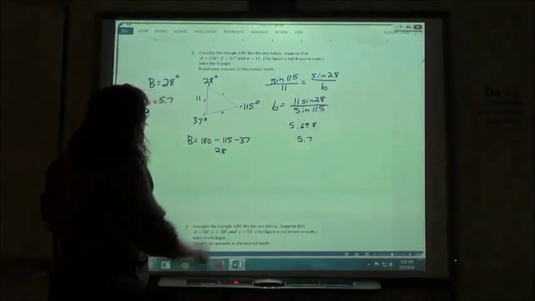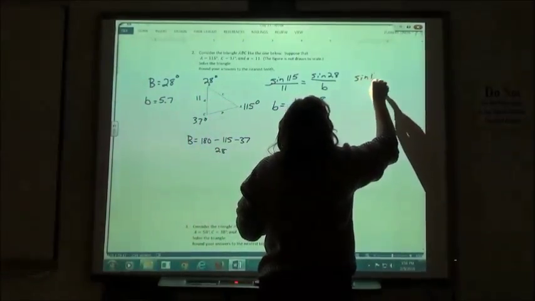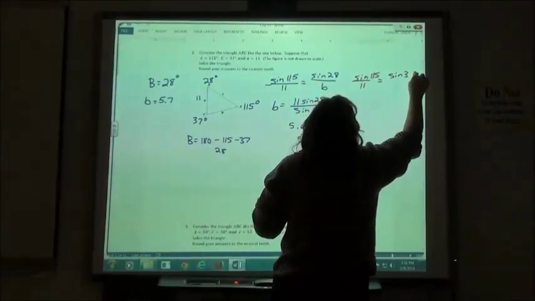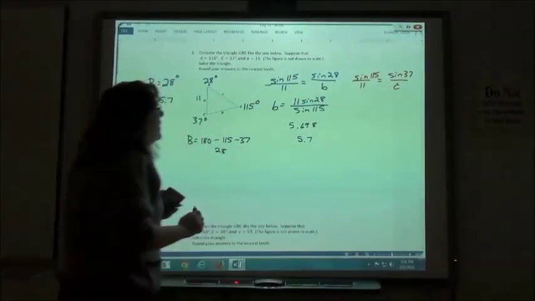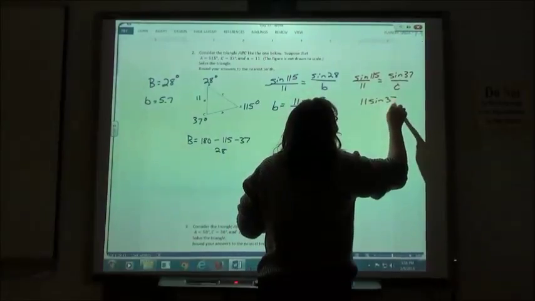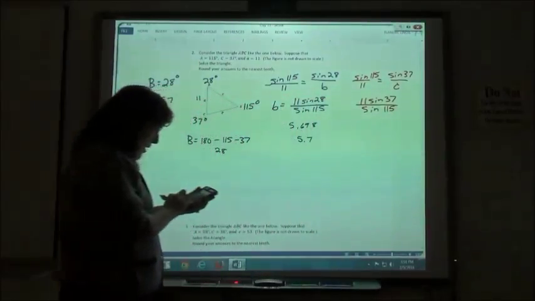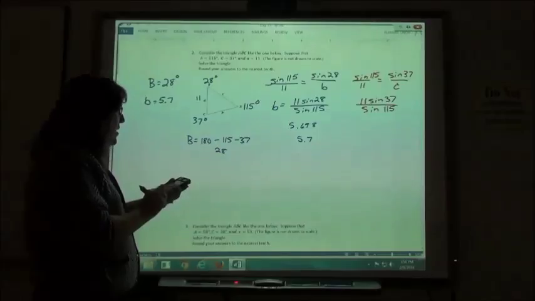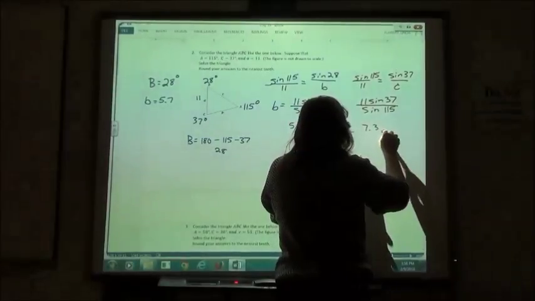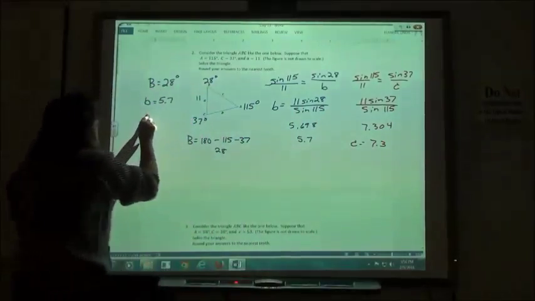C, same kind of thing. I'm going to use the one with the given information, the sine of 115 over 11. This time I'm going to use the sine of C, so the sine of 37 over C. Cross multiplying, I would get 11 times the sine of 37. I would end up dividing by the sine of 115. So 11 sine of 37 divided by the sine of 115 gives me 7.304. So rounding off to the nearest tenth, C is going to be 7.3.